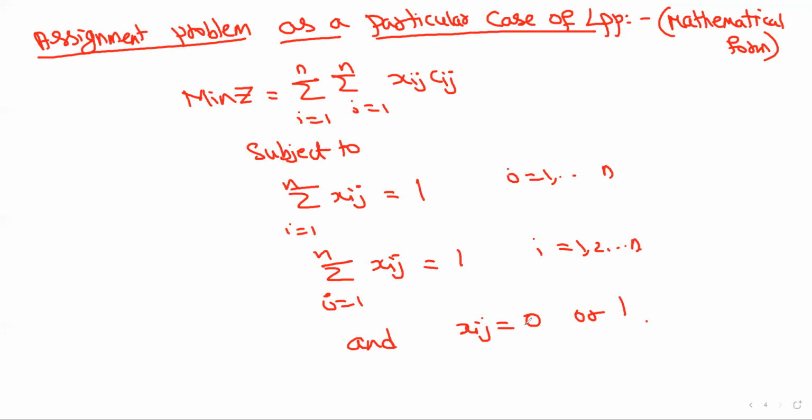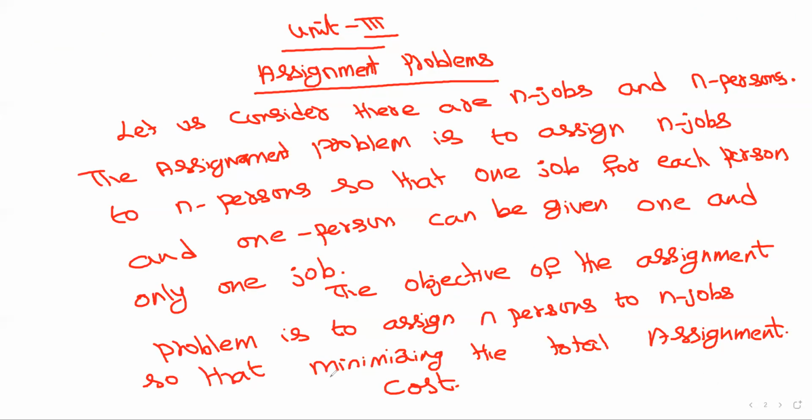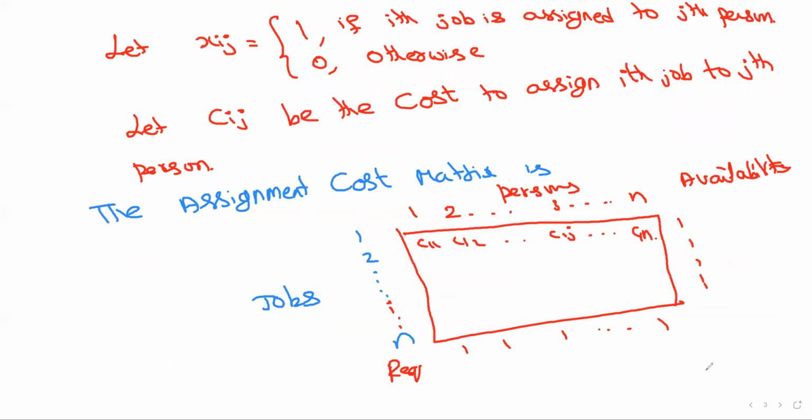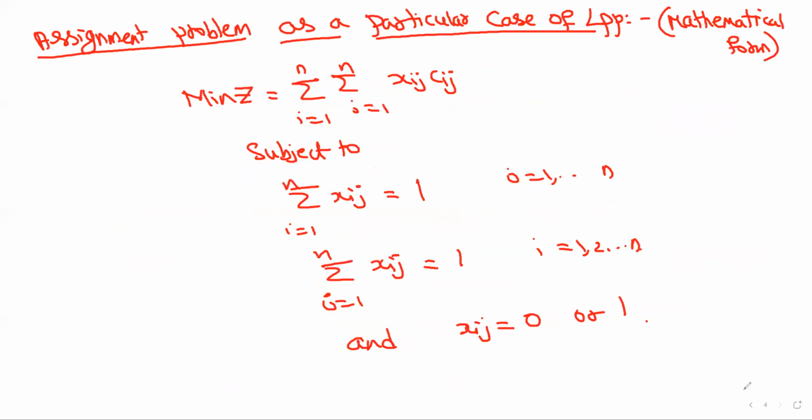It's a special case of LPP, linear programming problem. So first we discuss it as an assignment problem. The assignment problem is very simple. There will be n persons and n jobs. We have to assign the n jobs to the n persons so that each person gets only one job. This is the mathematical formulation, the matrix form and the formulation. And now we have the Hungarian method to solve the assignment problem.